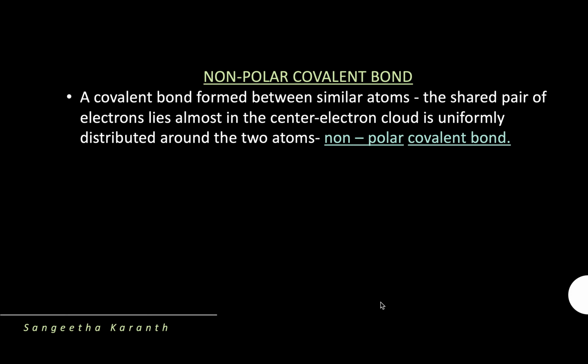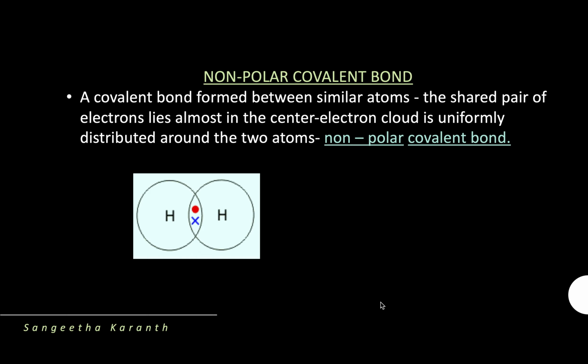First, coming on to the types of covalent bond. There are two main types of covalent bond, mainly nonpolar and polar covalent bonds. So first let us come to what is called a nonpolar covalent bond. Let us take the example of the H2 molecule.